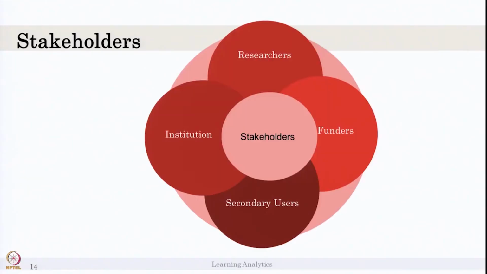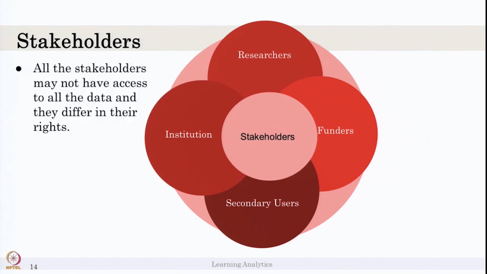So, there are 4 stakeholders: researchers, funders, secondary users, or institutions when it comes to data collection and data analysis. These are the stakeholders. All the stakeholders may not have the same type of access on the data you collect. Each one has a different type of data access. So, what data should be reported to whom? That is the main question.